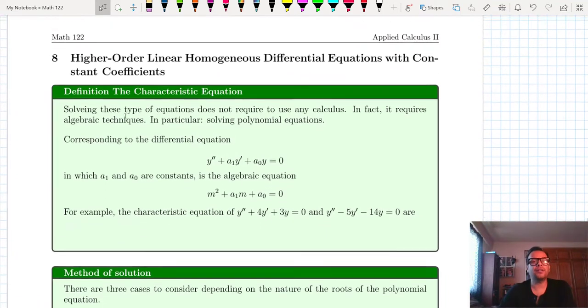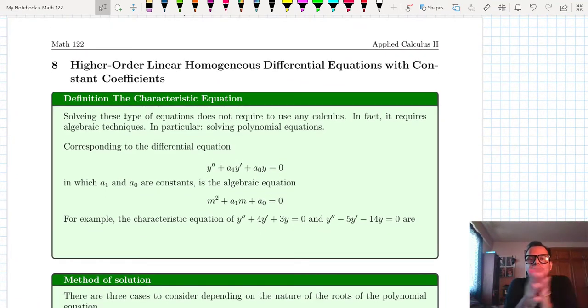Okay. Let's look at another method of solution: higher order linear homogeneous differential equations with constant coefficients. Just the name of the method is really long. However, this is one of the easiest methods of solution because it doesn't even involve any calculus. All you need to know for this method is how to factor polynomials. That's all you need to know.